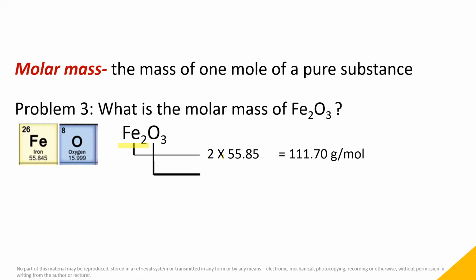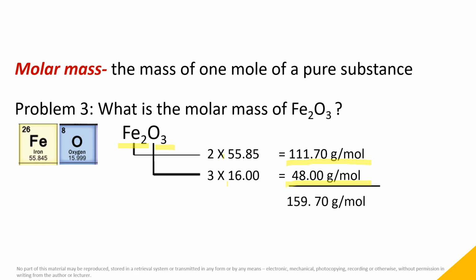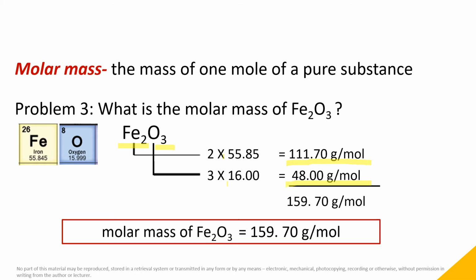55.85. So 2 times 55.85 will get an answer of 111.70 grams per mole. Now let's solve for oxygen. Oxygen has 3 atoms. So 3 times the atomic weight, which is 16. So 3 times 16 is 48 grams per mole. Adding up, 111.70 plus 48 will get an answer of 159.70 grams per mole. Therefore, the molar mass for ferric oxide is 159.70 grams per mole.